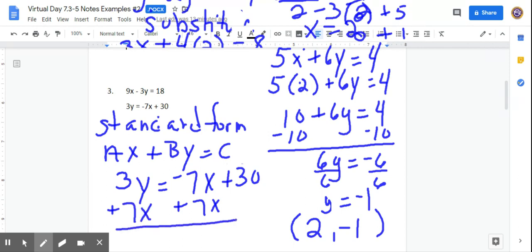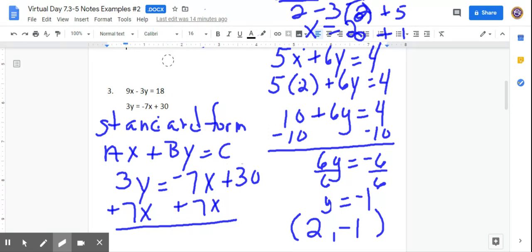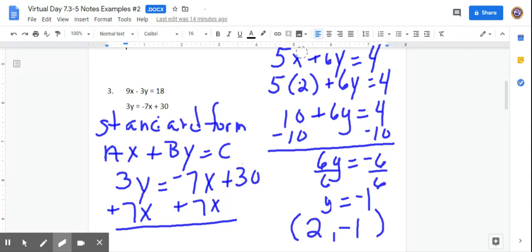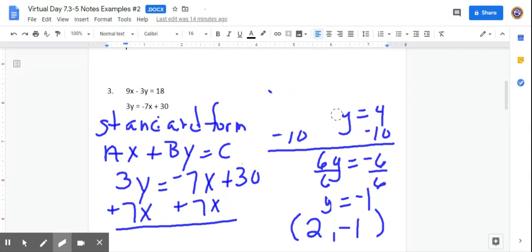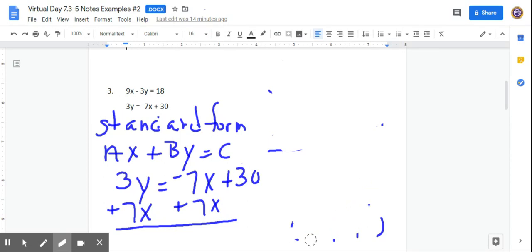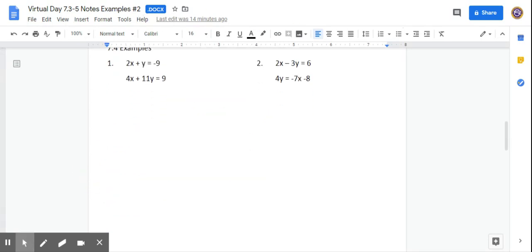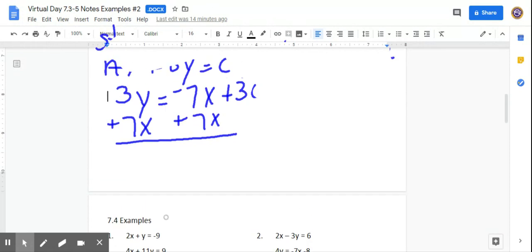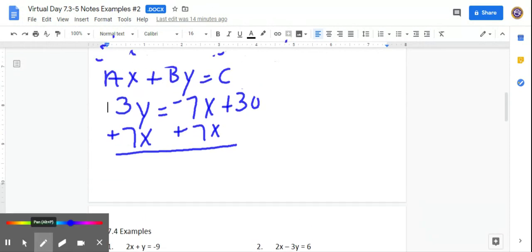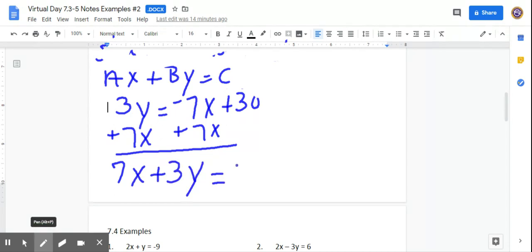Okay, I'm going to erase some of this so it doesn't look confusing. There we go. All right, so when we do that, what do we get? We get, let's scroll up a little bit here. Whoops, scrolled up too much. There we go. We get 7x plus 3y equals 30.